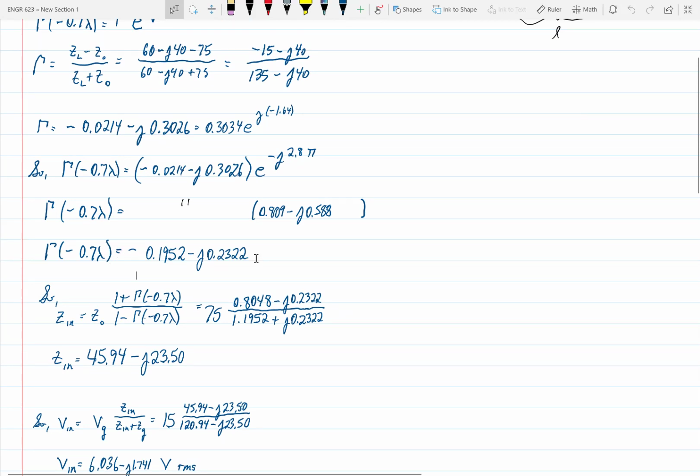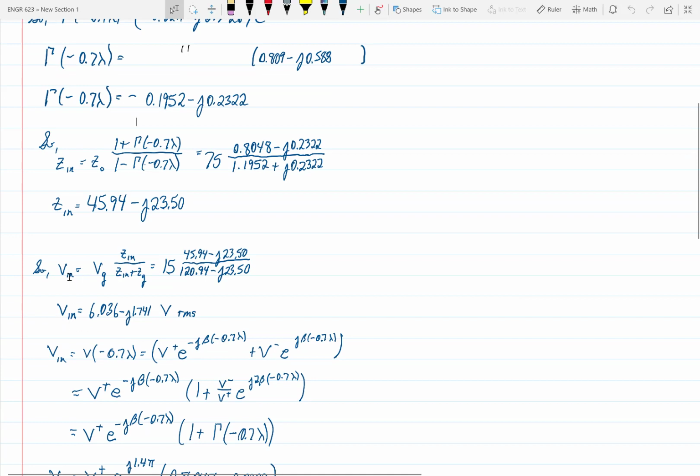equal to this. Certainly, if it's not clear already, in these kinds of problems, it is a tremendous help to have a calculator that can handle complex numbers. So this is the gamma at the input of the line. Now that we have that, we can find the input impedance, and it's equal to Z0 times 1 plus gamma at the input over 1 minus gamma at the input. So Z0, remember, is 75 in this case, and then substituting for gamma of negative 0.7 lambda in the top and bottom, we get this. And so Zin is equal to this quantity here.